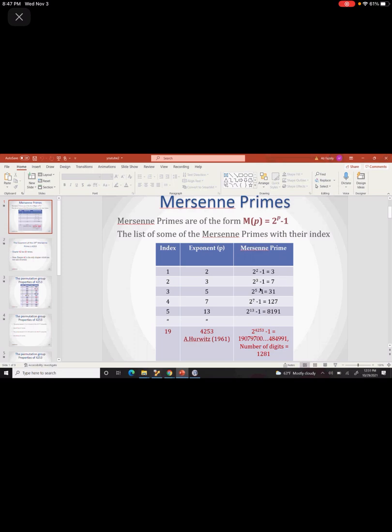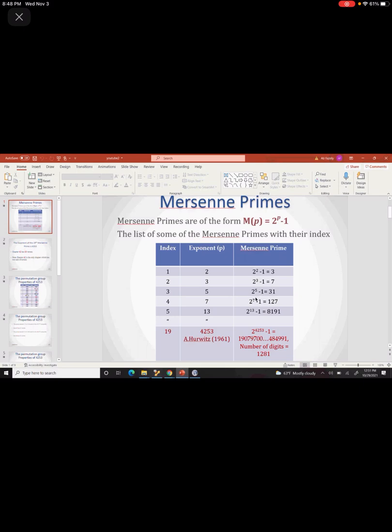And then 2 to the 3. Again, you see the exponents 2, 3, and 5, and 7, and 11, and 13. They are all prime numbers. So 2 to the 3 means 2 times 2 times 2, which is 8. Minus 1 is 7, so 7 is the second Mersenne prime.